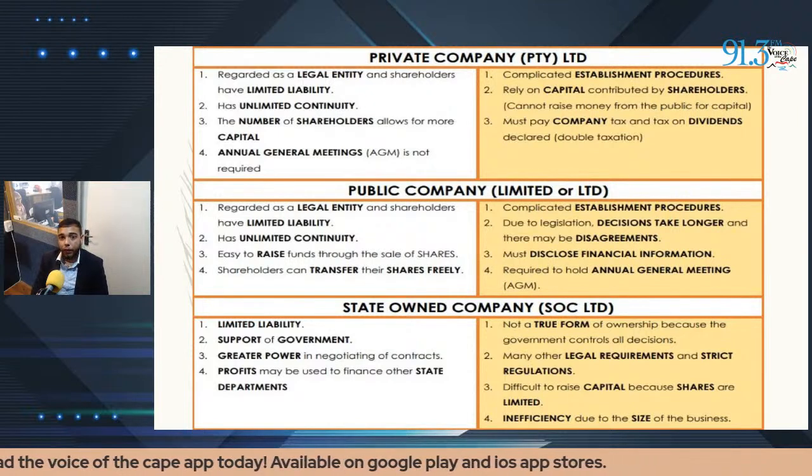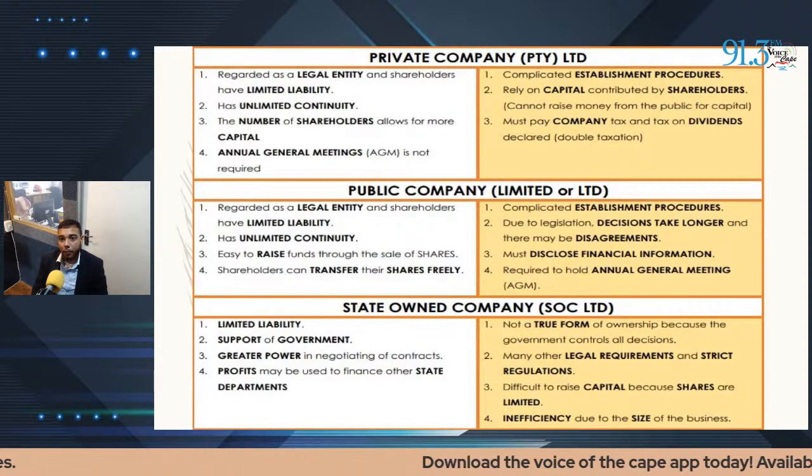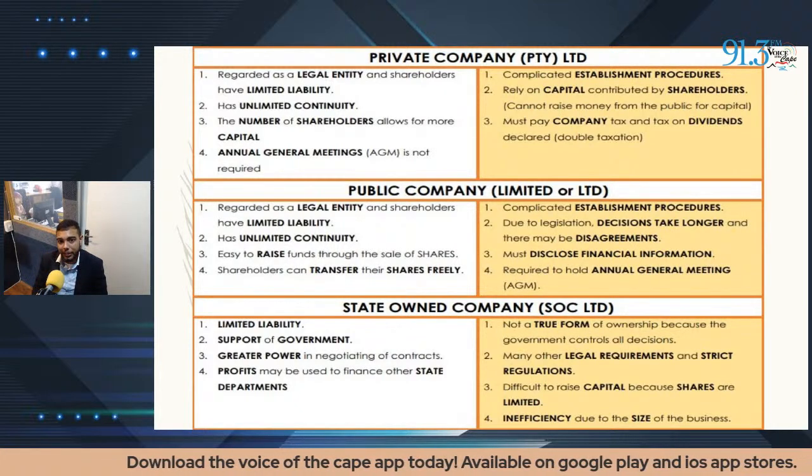Disadvantages: complicated establishment procedures, rely on capital contributions by shareholders. So it cannot raise money from the public for capital. It must pay company tax and tax on dividends declared.